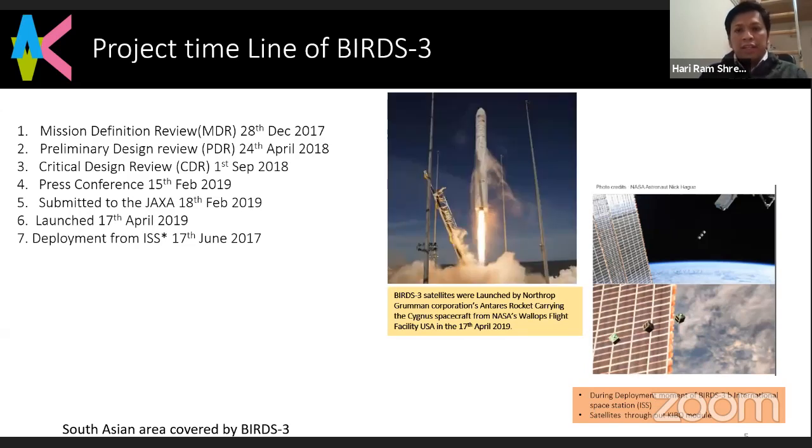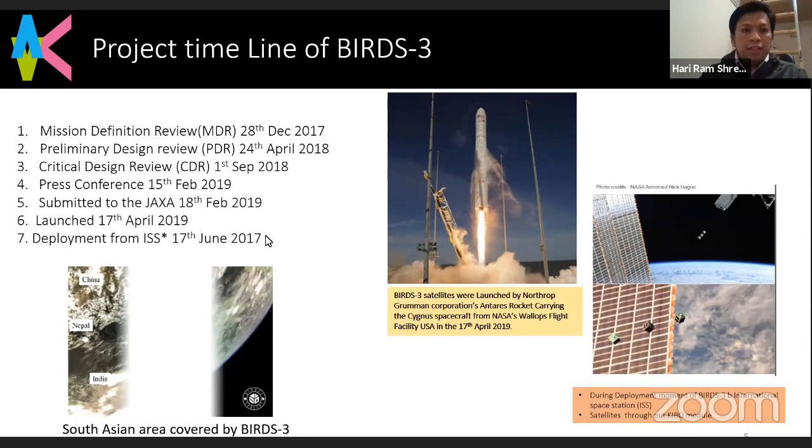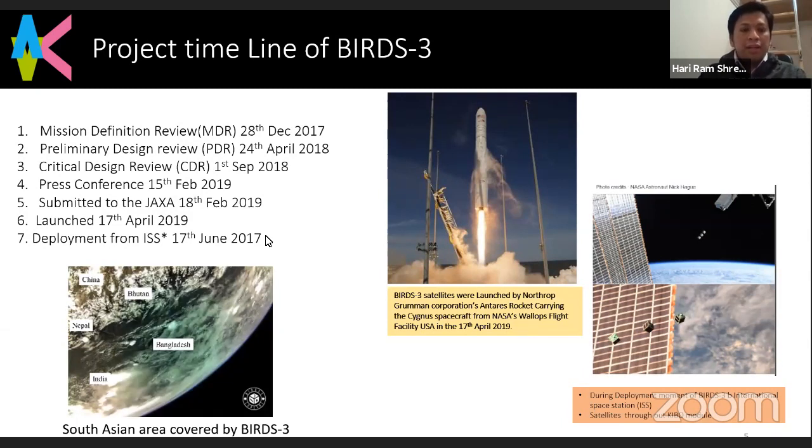On 17th April last year, BIRDS-3 was launched from the USA, and on 17th June 2019, our satellite was deployed into orbit. Now it's already 10 months past, so we have many data and also many images. We are currently saving many data from BIRDS-3 and we gained some experience. This is one example from the camera. I already talked about many things.